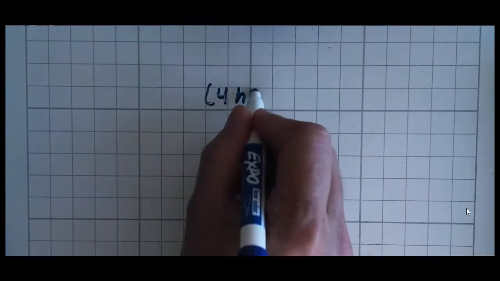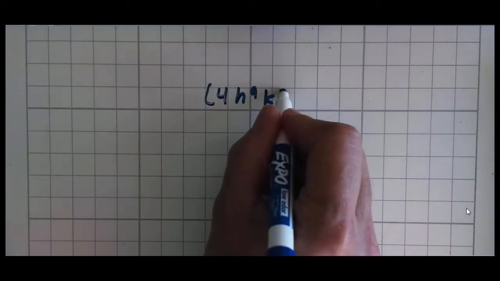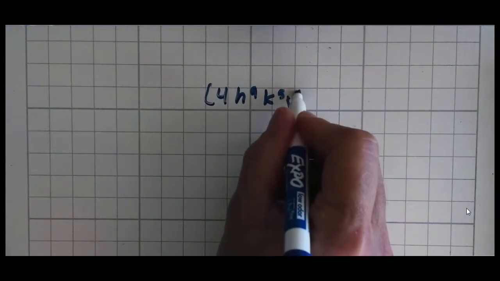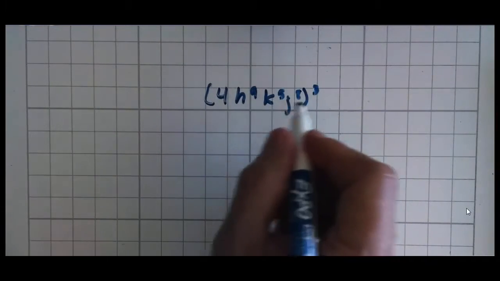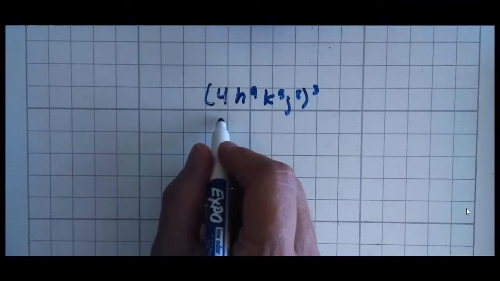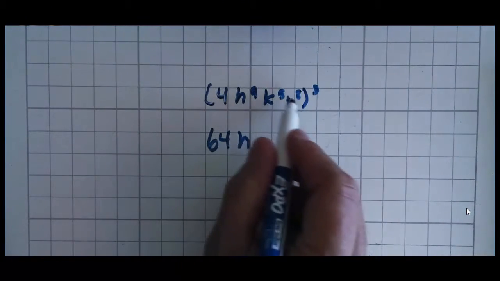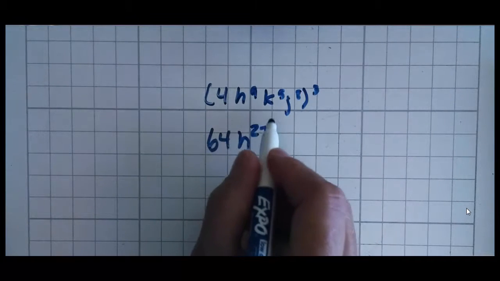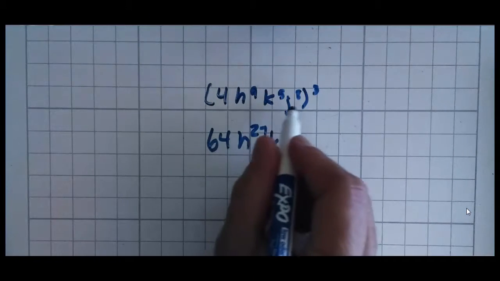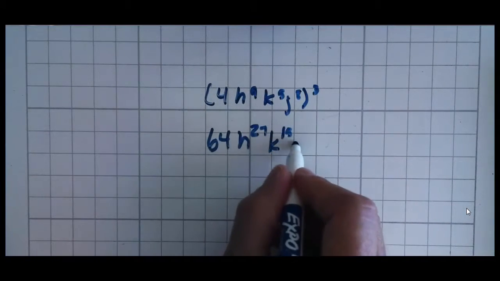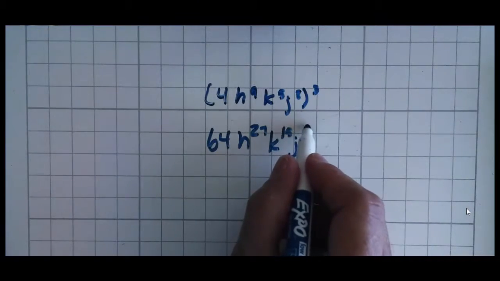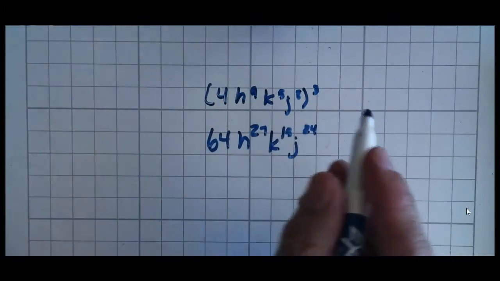4, h to the 9th, k to the 5th, j to the 8th, to the 3rd. 4 times 4 times 4, h 9 times 3, k 5 times 3, j 8 times 3. And you're done.